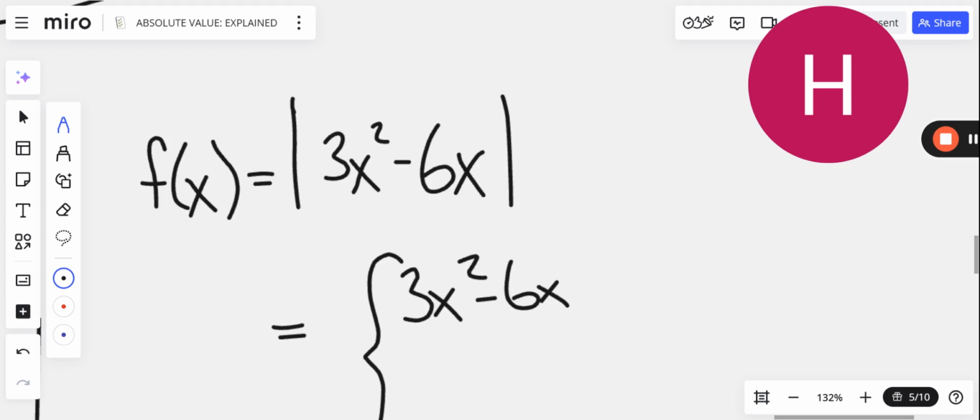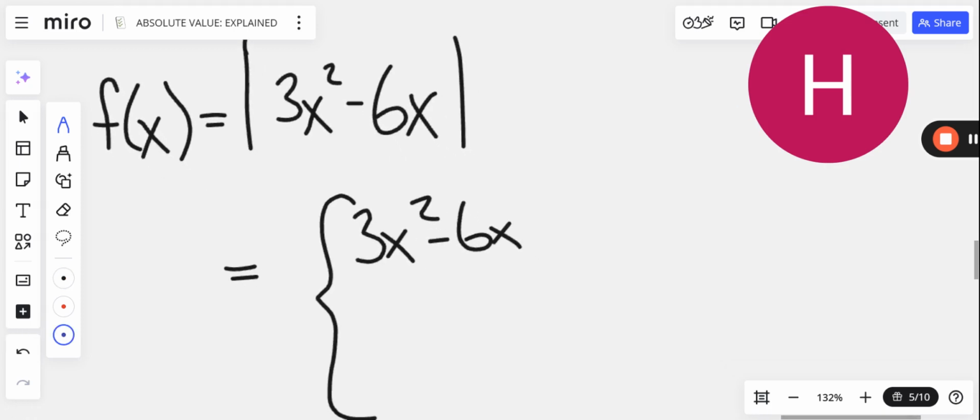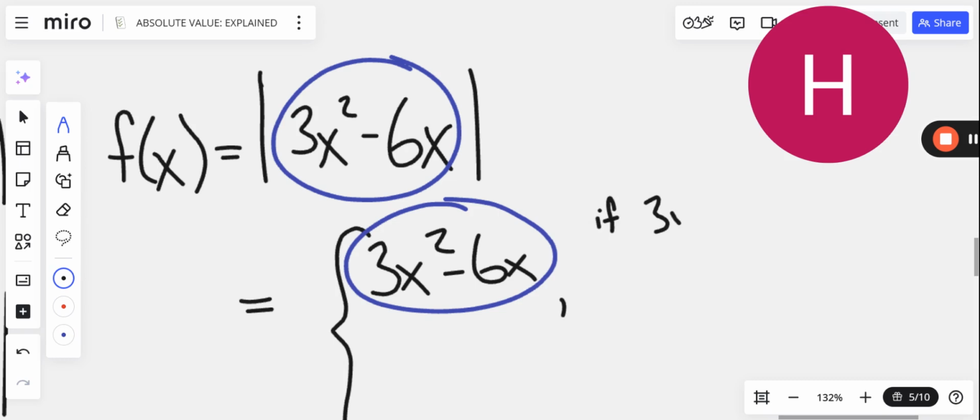Now, what happens to this function? How do we break it into pieces? Well, first of all, it's going to be unchanged if 3x squared minus 6x is greater than or equal to 0. If it's not negative, then it's not going to change at all.